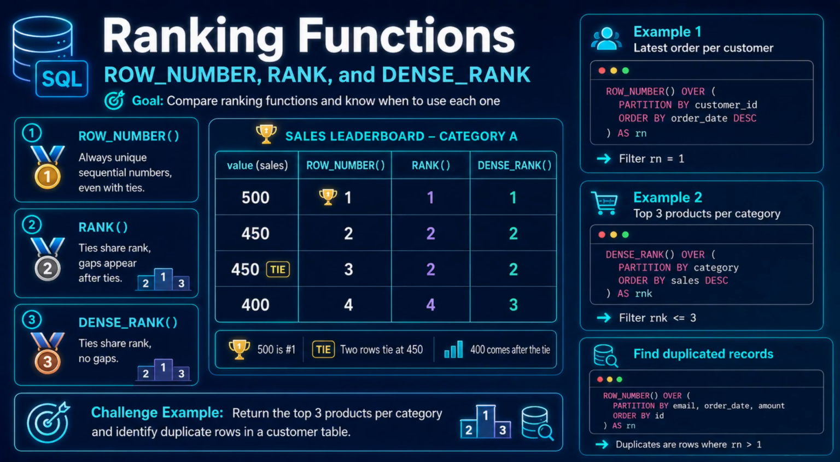Row number is also useful for duplicated records. You can partition by the business key, such as email, order date, and amount, then order by ID. The first row gets row number 1. Extra repeated rows get row number greater than 1. Those are your duplicates. The challenge is to return the top 3 products per category and identify duplicate rows in a customer table. If you can explain the difference between row number, rank, and dense rank clearly, you will be much stronger in SQL interviews.